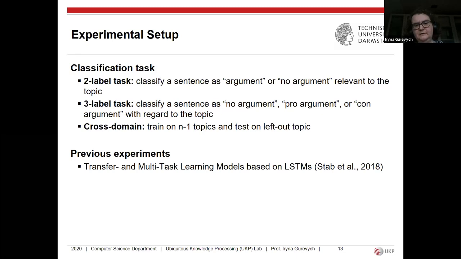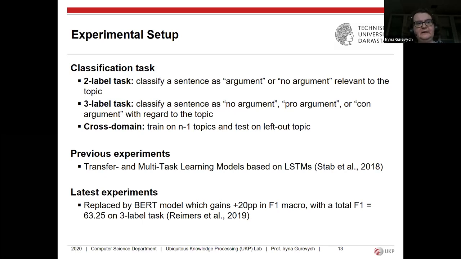So in our older work, we have developed several neural models for this. One of them is based on transfer and multitask learning, based on LSTMs. And in our latest experiment, we have replaced this by contextualized word embeddings. And the BERT model gives 20% improvement in F1 macro with a total F1 of 63.2 on a 3-label task, which is a more complex task.